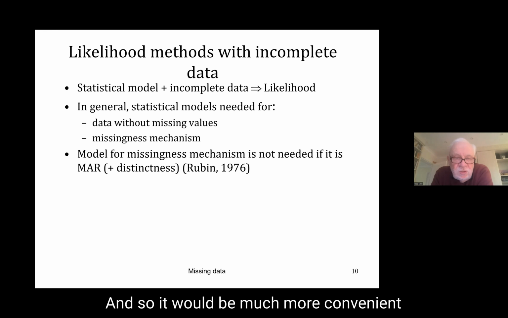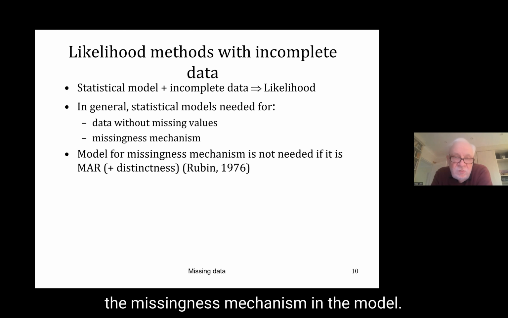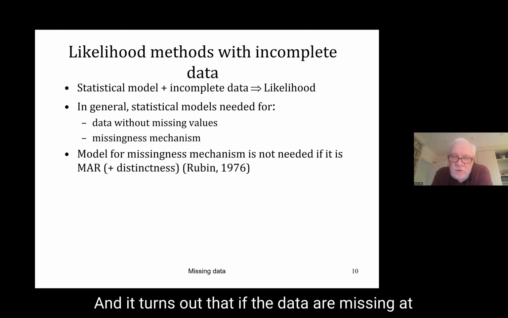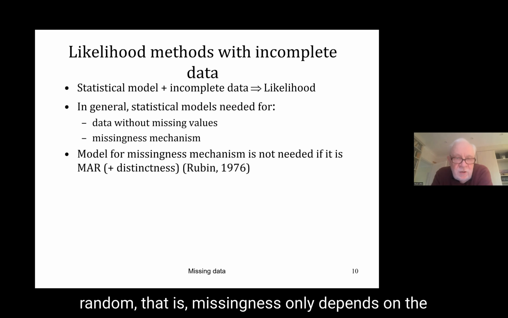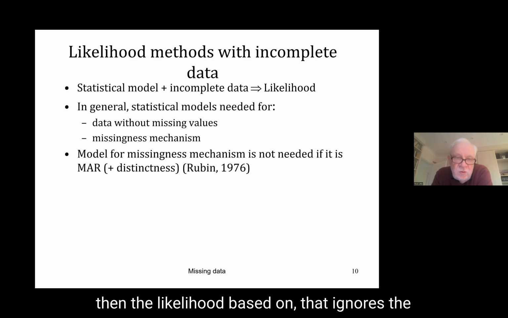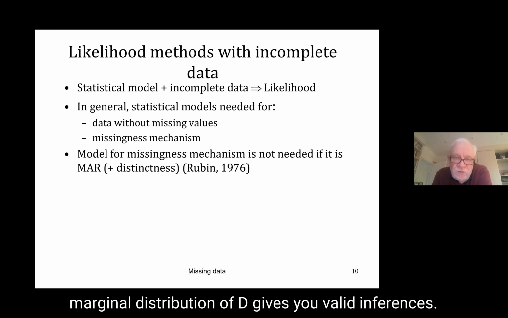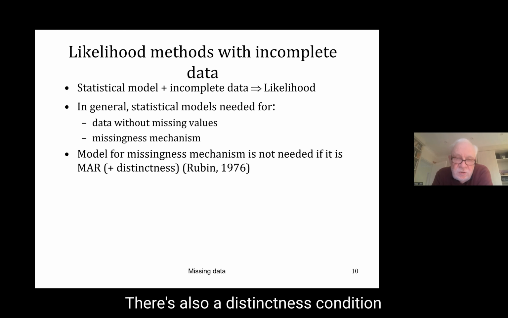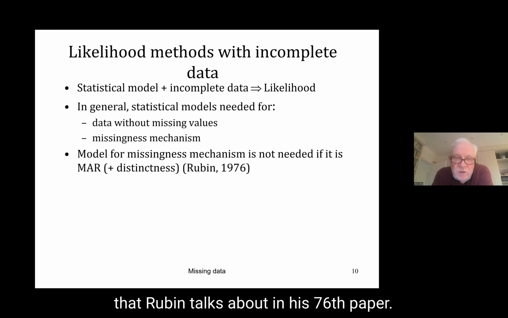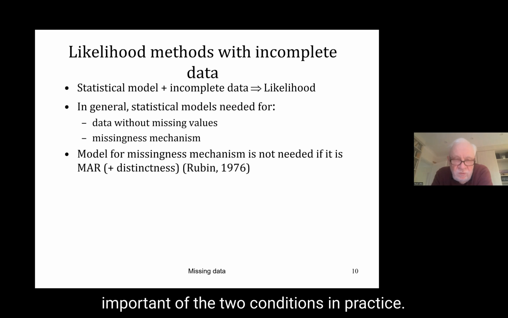And so it would be much more convenient if we could get away with not including the missingness mechanism in the model. And it turns out that if the data are missing at random, that is, missingness only depends on the observed variables and not on the missing variables, then the likelihood based on that ignores the missingness mechanism, basically based on the marginal distribution of D, gives you valid inferences. There's also a distinctness condition that Rubin talks about in the 76 paper, but missing at random is really the more important of the two conditions in practice.